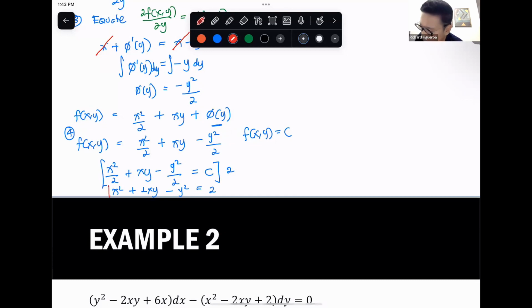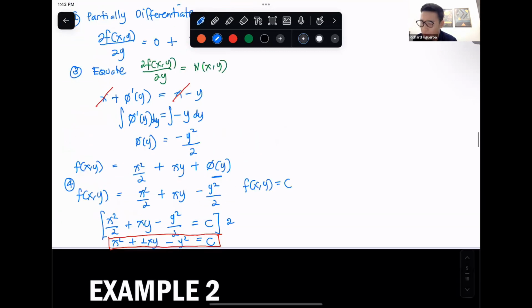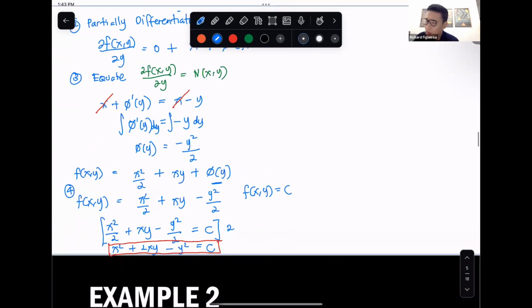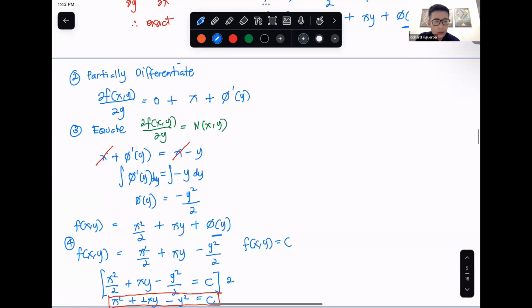And now this will be our general solution: x squared plus 2xy minus y squared is equals to c, sorry, is equals to c will be our general solution. So that's how we do exact equations. Questions?